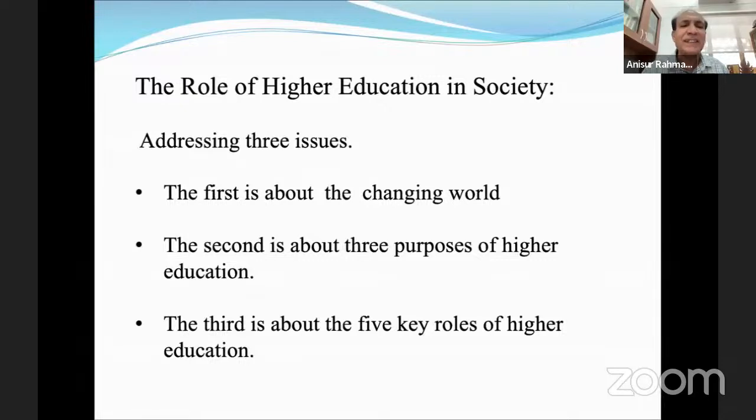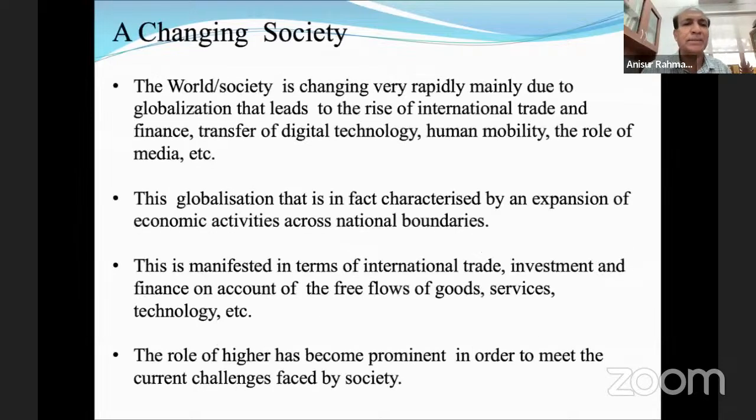And the second one is the purposes of education, the aims and objectives of education. Third, we will discuss what the key roles are. Many roles we have already discussed, but we are going to highlight only five key roles of higher education. Changing society in a changing world.